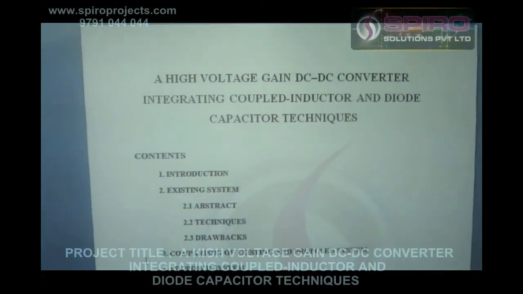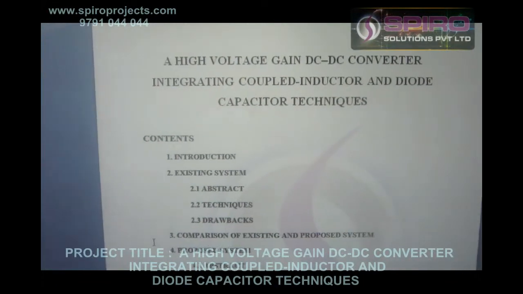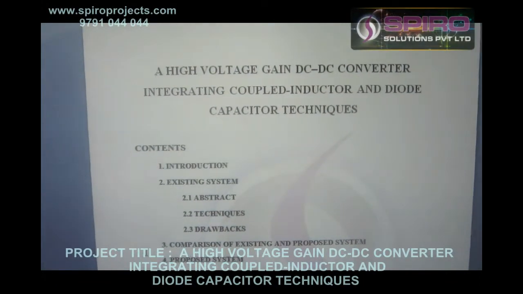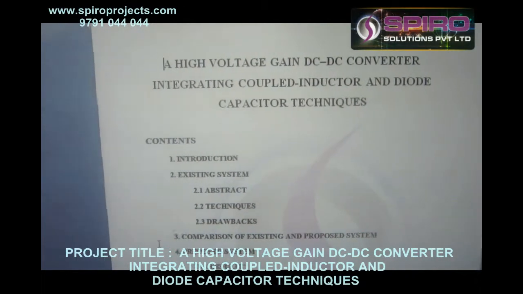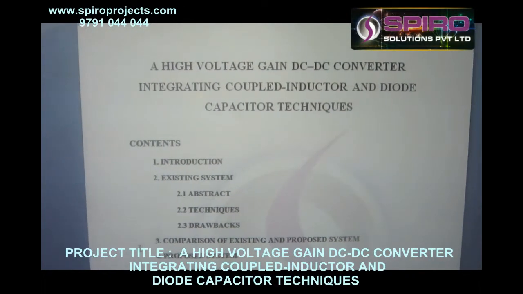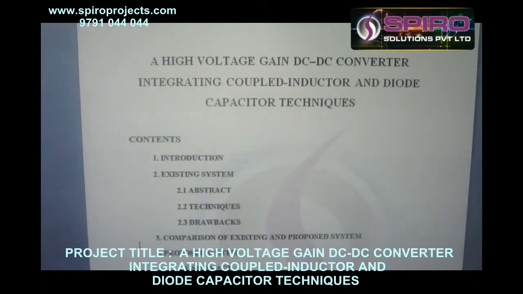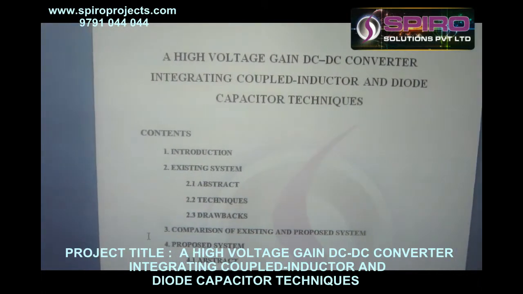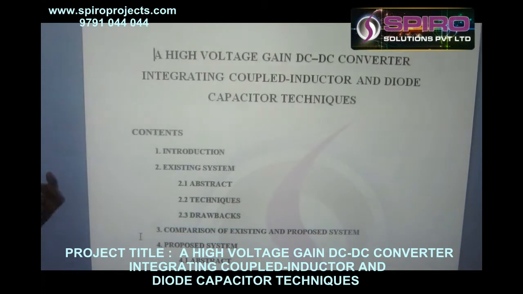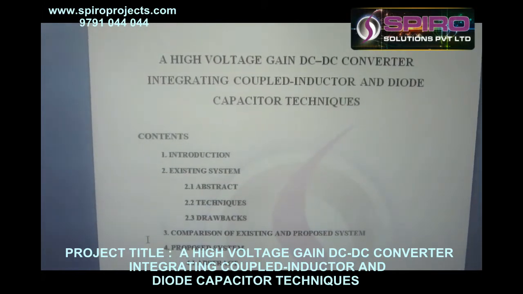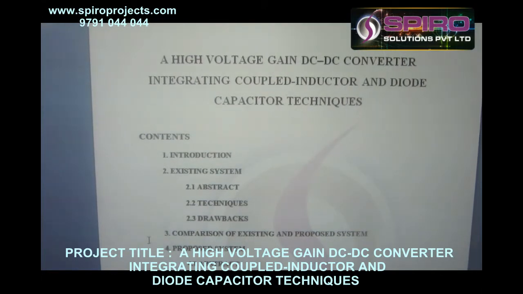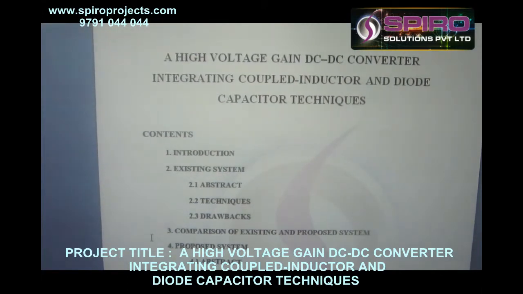See this high voltage gain DC to DC converter, integrating coupled inductor and diode capacitor technique. In this case, for high voltage gain we are using a DC to DC converter, then only we can get the high voltage gain. The proposed system has the diode and capacitor technique, which we are using to reduce the losses.